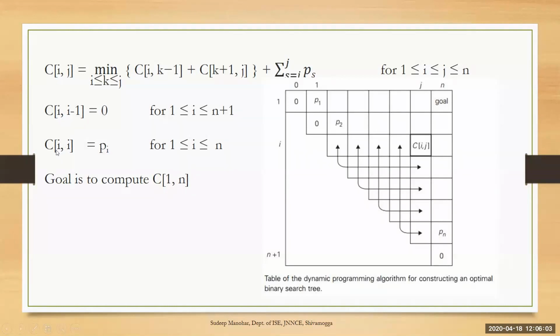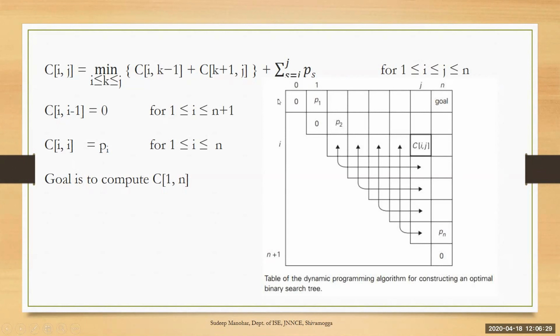Next, third point. C of i comma i is equal to Pi. i comma i, that means 1 comma 1. What is C of 1 comma 1? You should set it as P1. What is P1? Probability of the first key. C of 1 comma 1 is equal to P1. C of 2 comma 2 is equal to P2. So this is 2 comma 2 and it is set to P2.